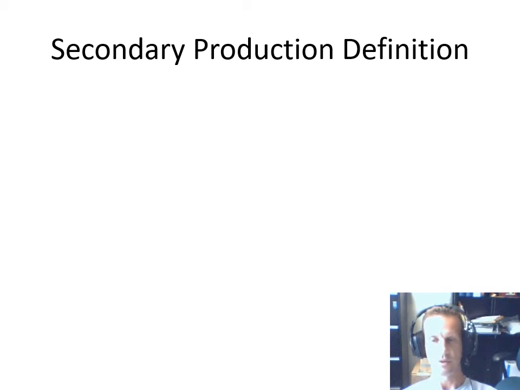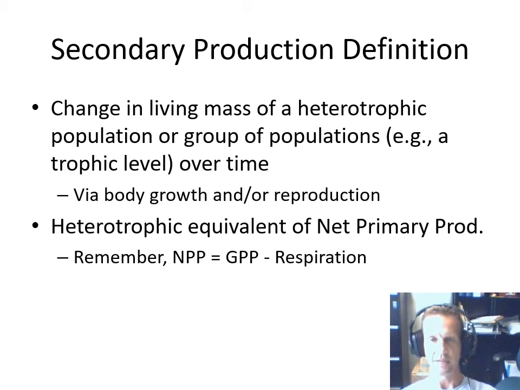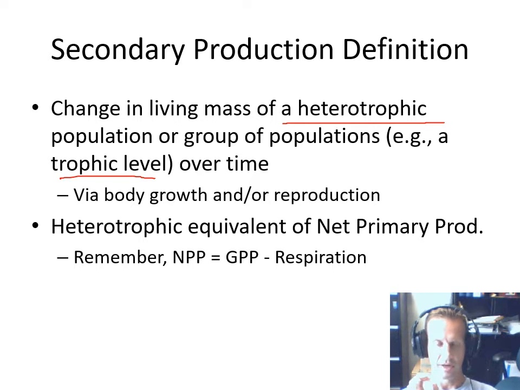So here's the official definition of secondary production: change in living mass of a heterotrophic population or group of populations, in other words, a trophic level, over time. So heterotrophic means not autotrophic. Autotrophs are primary producers which make their own food, basically like a plant, whereas heterotrophic things are getting their food, their organic matter, from some existing organic matter source rather than making organic matter from scratch.